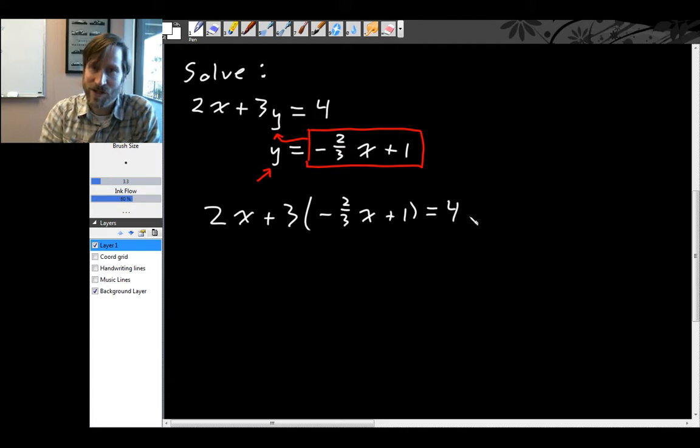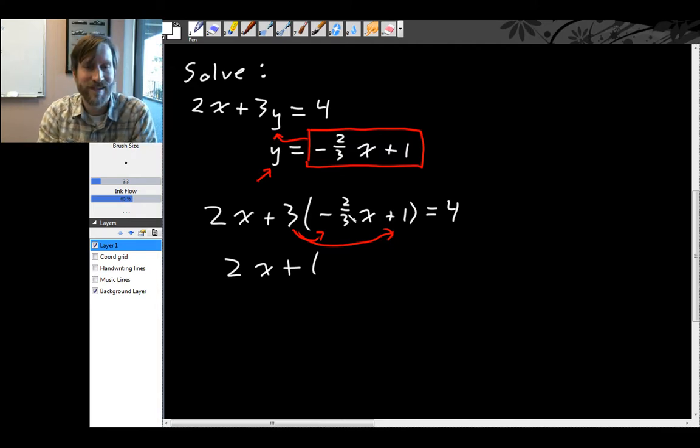And this equation doesn't have any y's in it, so we can go ahead and solve this equation for x. So we'll start by distributing this 3 here. We get 2x plus negative 2/3 times 3, which is negative 2, times x.